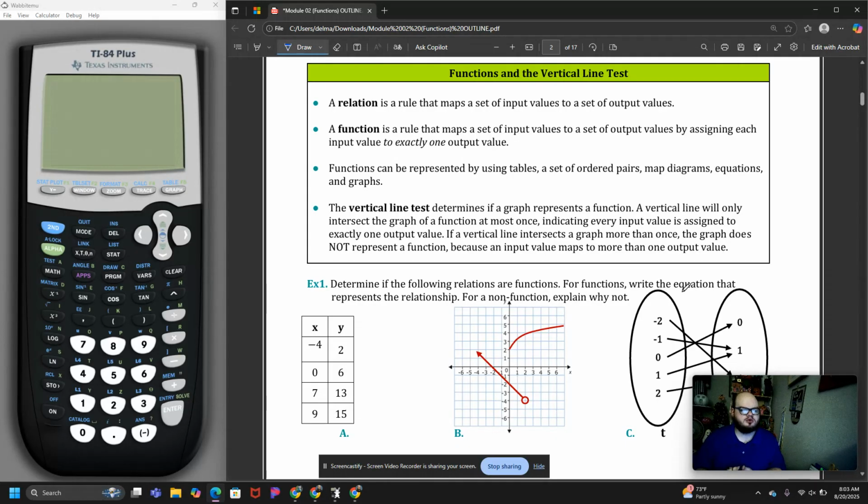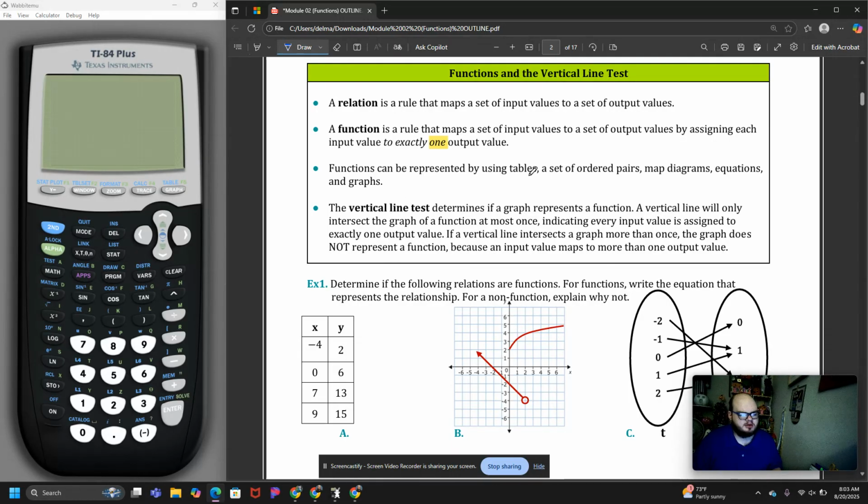A function is a rule that maps a set of input values to a set of output values by assigning each input value to exactly one output value. That is the important thing. Exactly one output value. Okay? If you see an input go into more than one output, then it's not going to be a function. And we'll look at some examples of that.